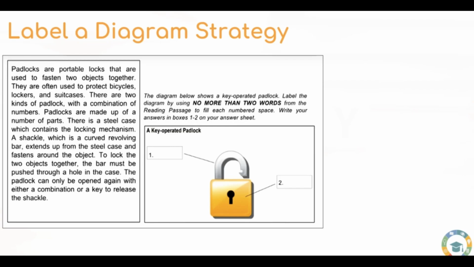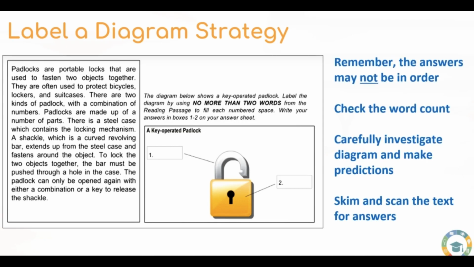So there we have it, an example of a label a diagram question. Now let's take a look at the strategy I recommend you use for answering these question types. Firstly, remember that the answers may not be in order. Then read through the instructions as I have just done and pay careful attention to the word count. In this example, we say no more than 2 words. So if you write 3 words in your answer, you know that you will receive 0 marks for that.